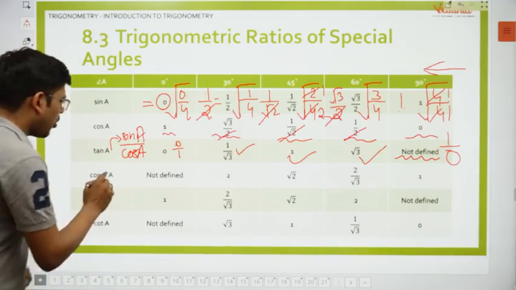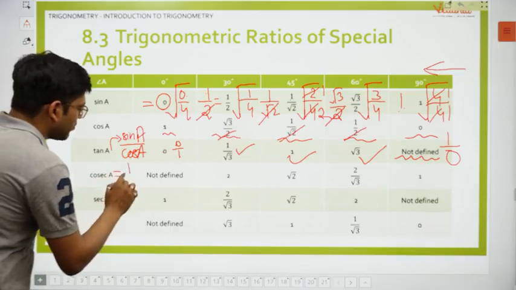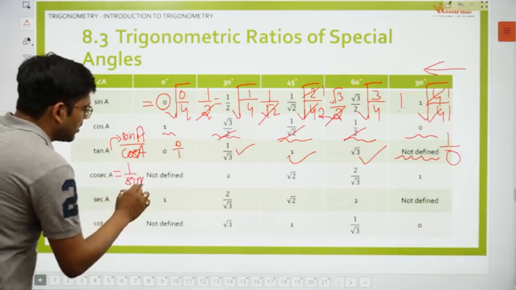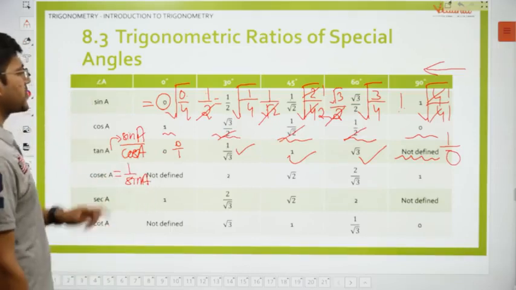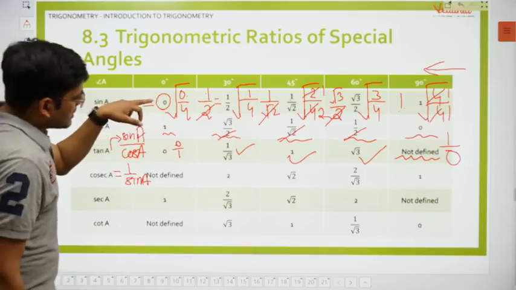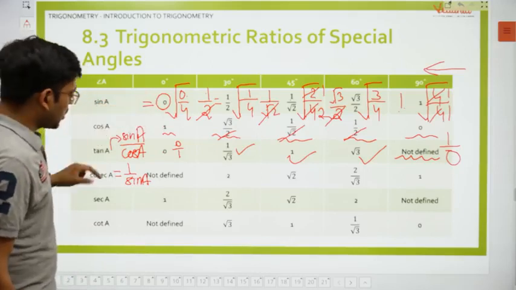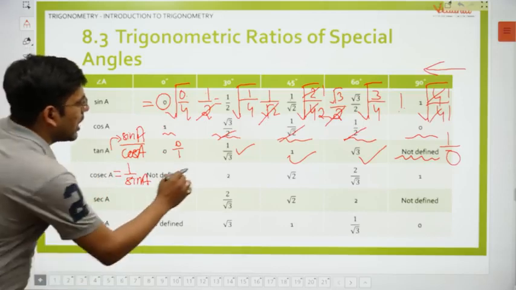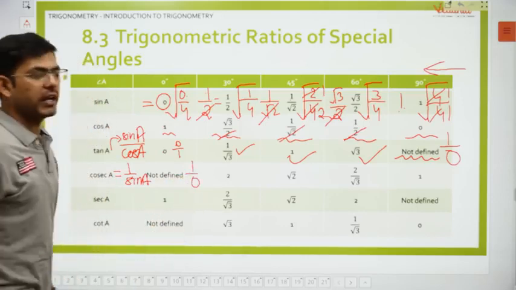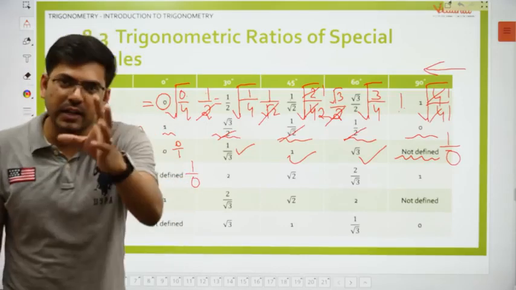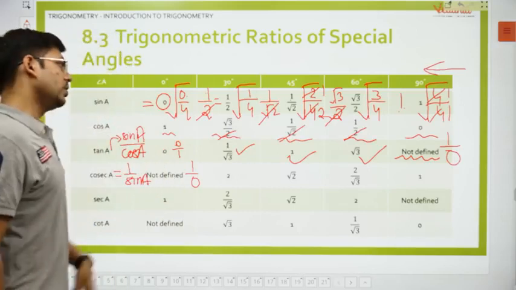See guys, I have already said to you that cosec is 1 by sine, isn't it? Means cosec is the reciprocal of sine. So if sine 0 has a value of 0, then cosec will have 1 by 0. Again 1 by 0. If 0 divides any number, then that number becomes not defined.